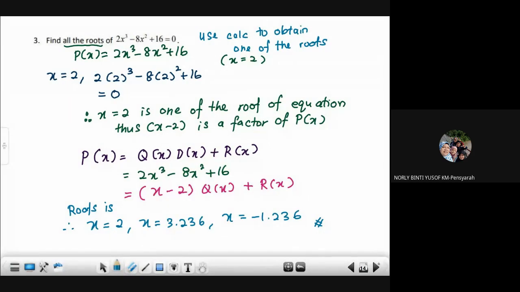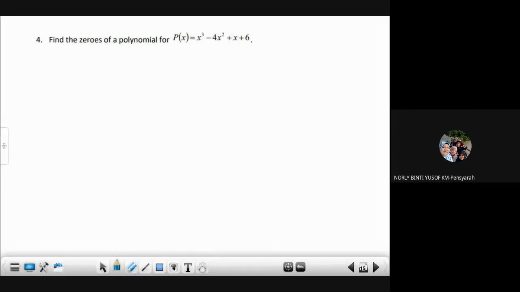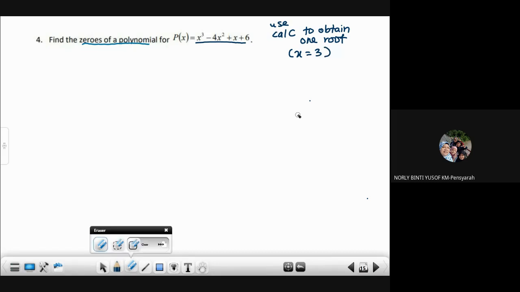Okay, and then for find the zero of polynomial. Zero of polynomial maknanya roots lah untuk equation ni. Ini pun sama. Sebelum tekan habis, carilah calculator, use your calculator tu. Untuk ni, cari satu roots. Yang pertama lah, use calculator to obtain one root. Dan bila you tekan calculator A1, B negatif 4, C1, D6, you akan dapat X equals to 3. So you tunjuk dulu.